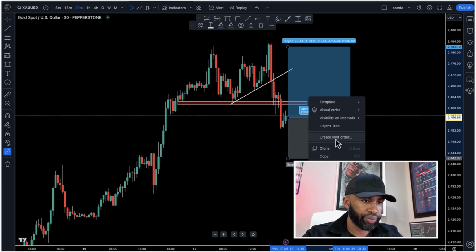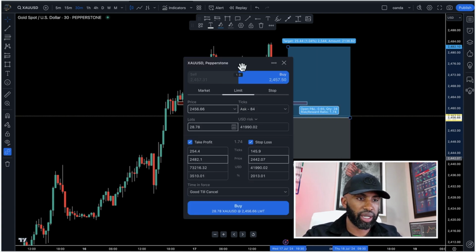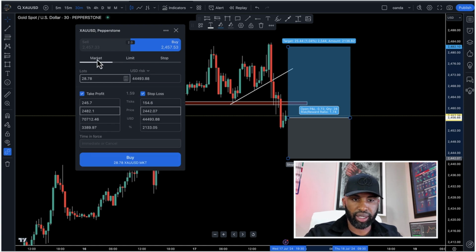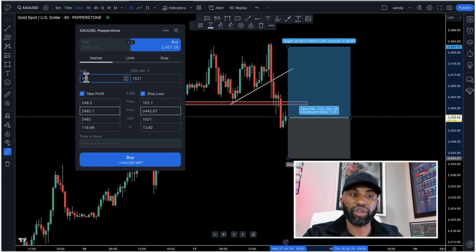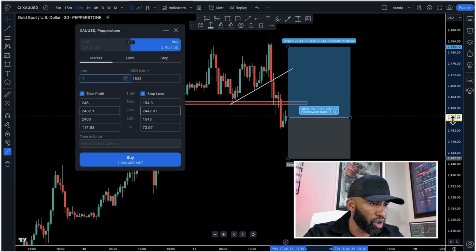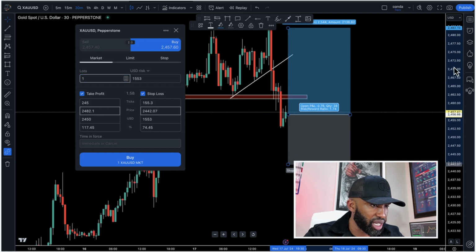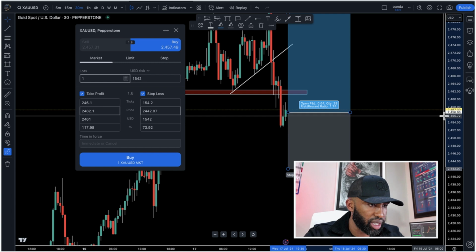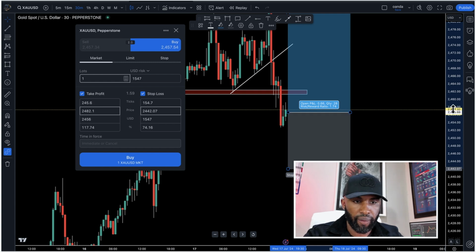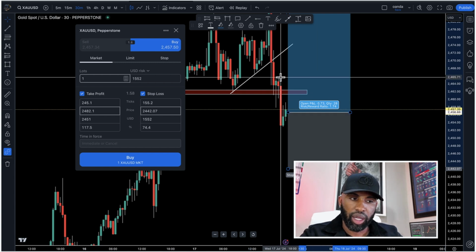So if I create a trade, an order, right here you can see markets. If I enter this trade, let's say 1 lot on gold, and click buy, this trade is going to activate at the value of 2457, because that is where price currently is. This yellow is the price mark. And it's going to enter immediately.